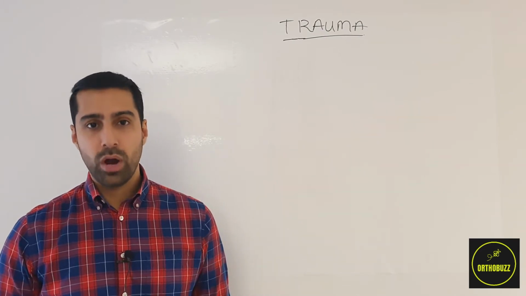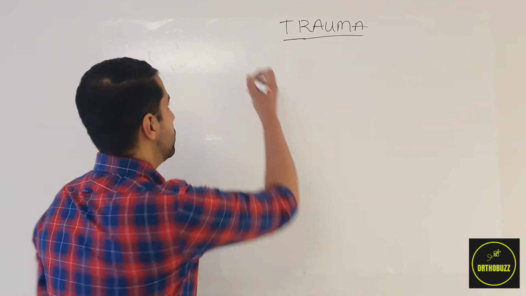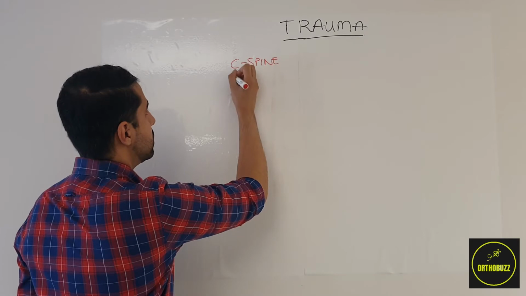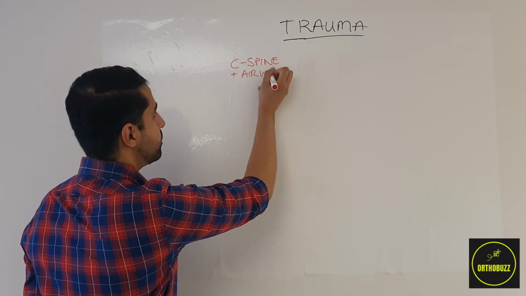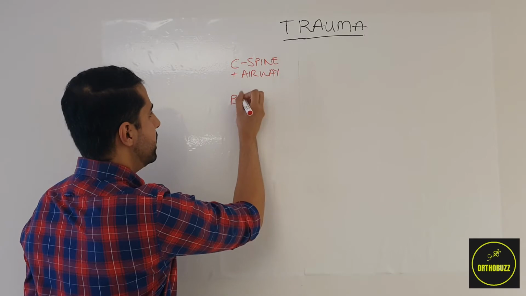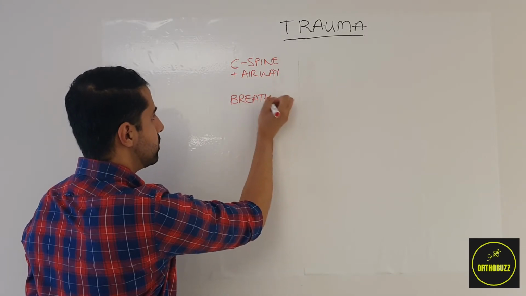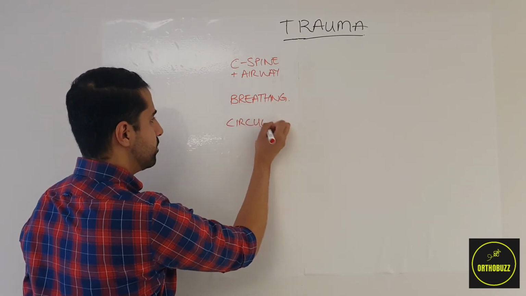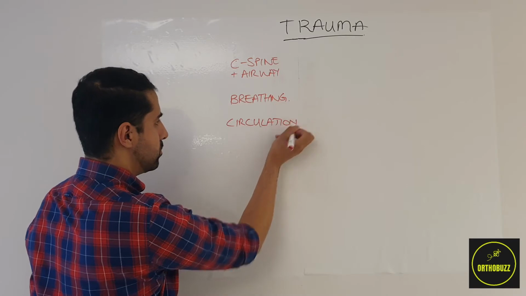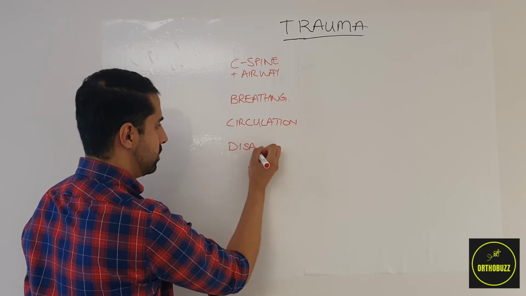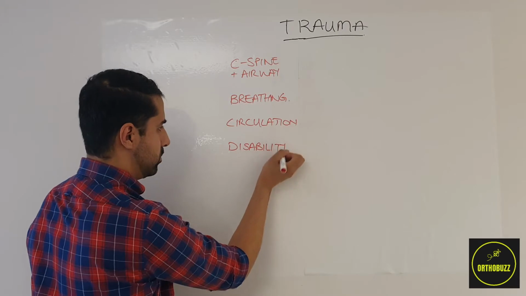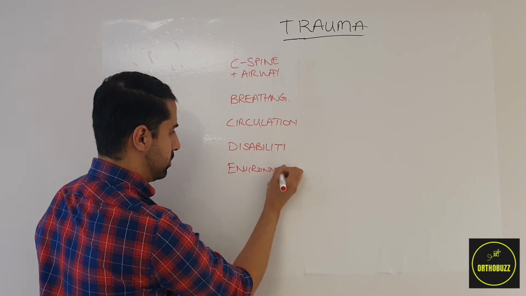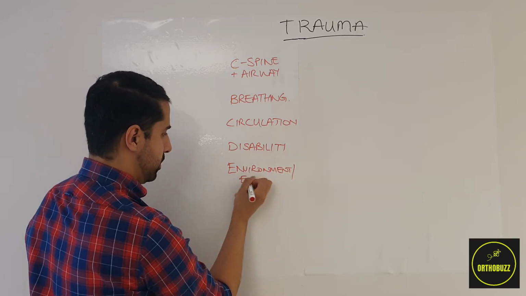So, focusing on the primary survey, this is going to progress through the C-spine and airway. We're then going to move on to breathing, circulation, disability, and then finally the environment and exposure.